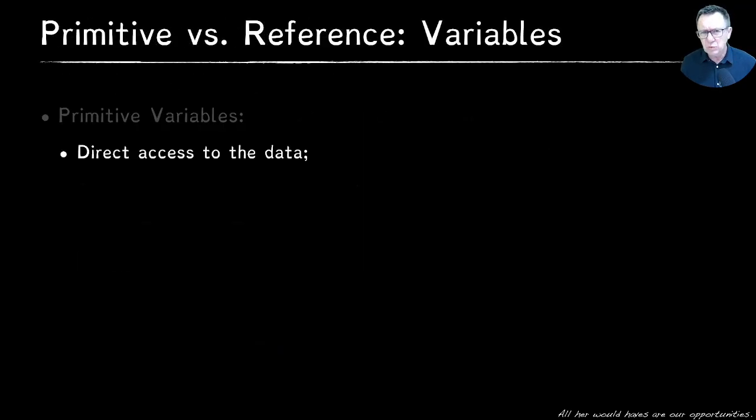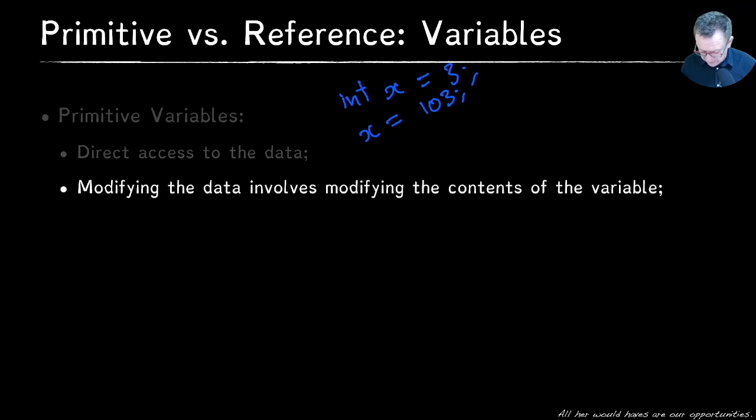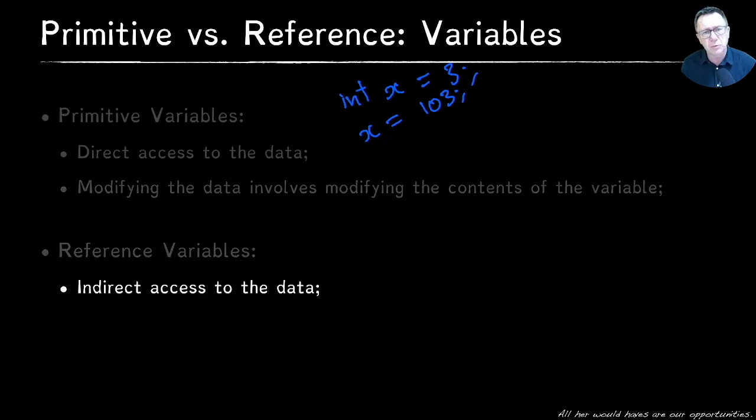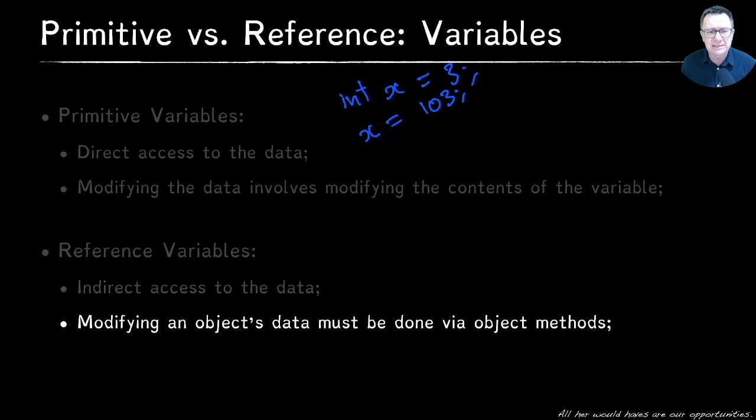Now, let's have a look at the primitives. With primitives, when we've said int x is assigned 3, and then we say x is assigned 103, we've changed the value. We had direct access to that data. As we say, modifying the data, we modify the contents in the variable. With reference variables, we have indirect access to the data. So when we start to modify an object's data, the values there, we need to go with the methods. Hence, when you're writing your own classes, we're building and creating methods to access those variables.